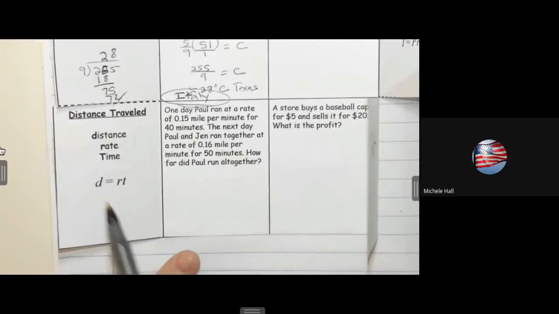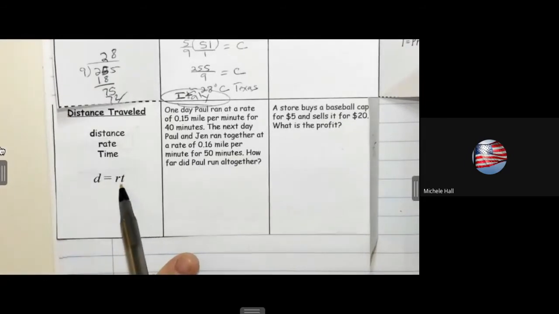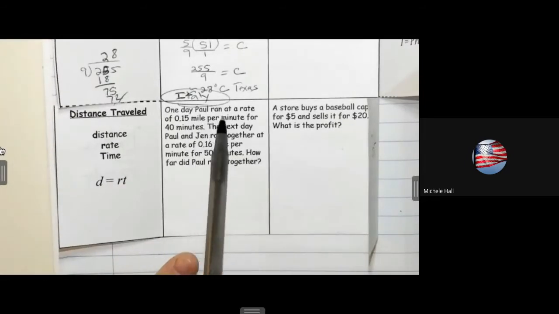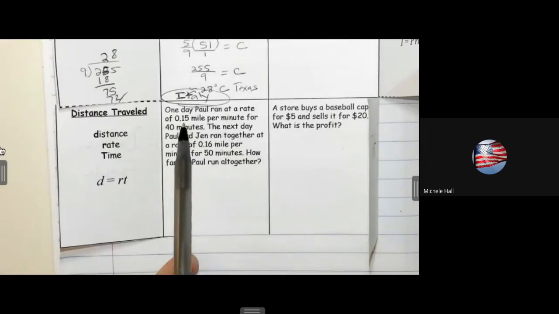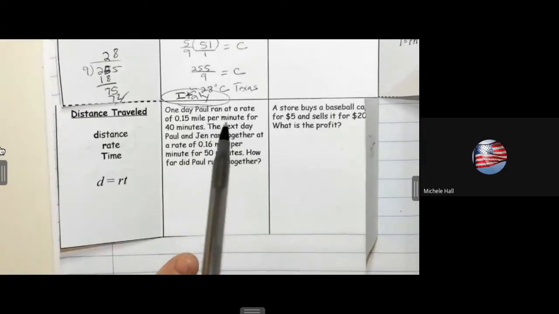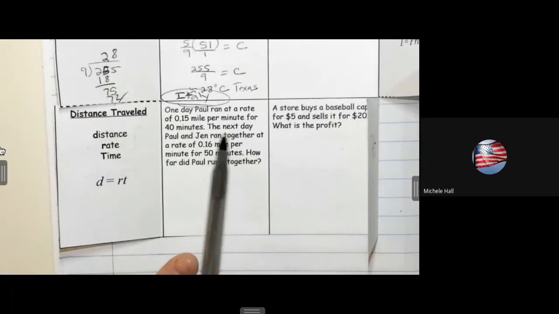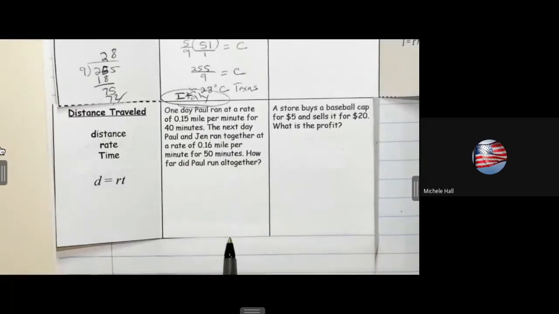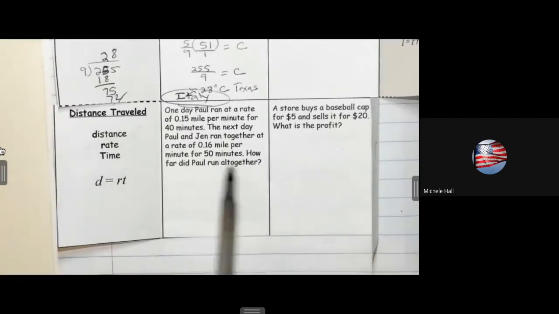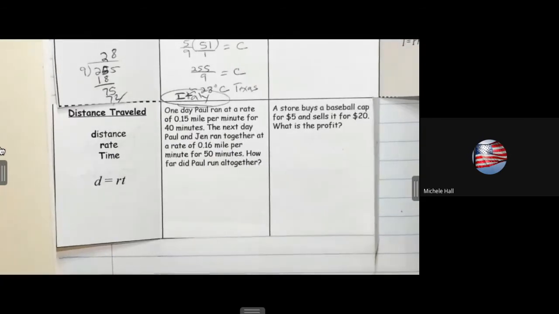We have distance equals rate times time. One day, Paul ran at a rate of 0.15 of a mile per minute for 40 minutes. The next day, Paul and Jan ran together at a rate of 0.16 miles per minute for 50 minutes. How far did Paul run altogether?